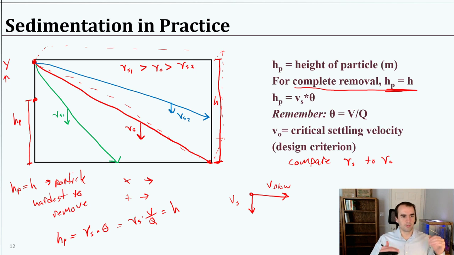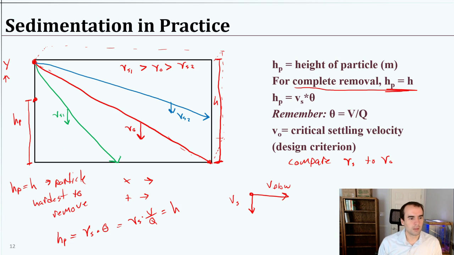So you see that, right? The flow doesn't change. We have the same flow rate. The VS1 is dropping faster and has settled easily. The V naught is dropping a little slower, and I could erase some of this stuff. So V naught is dropping a bit slower, and VS2 is even slower.